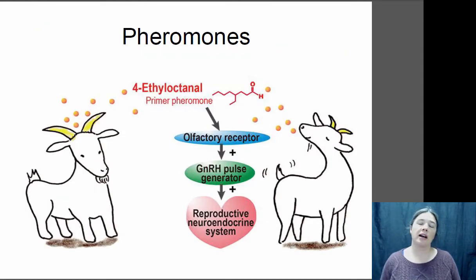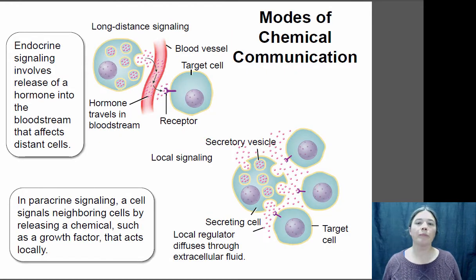Pheromones are actually pretty interesting because pheromones are chemicals that are released by one individual that cause a response in a different individual. So many animals use pheromones to communicate between animals. So for this example here, you have a male goat who is releasing a pheromone, and that's triggering a physiological response in the female goat, so causing her to become reproductively susceptible. And a lot of insects also use pheromones to attract mates and to communicate with other individuals. So pheromones are another chemical communication signal.